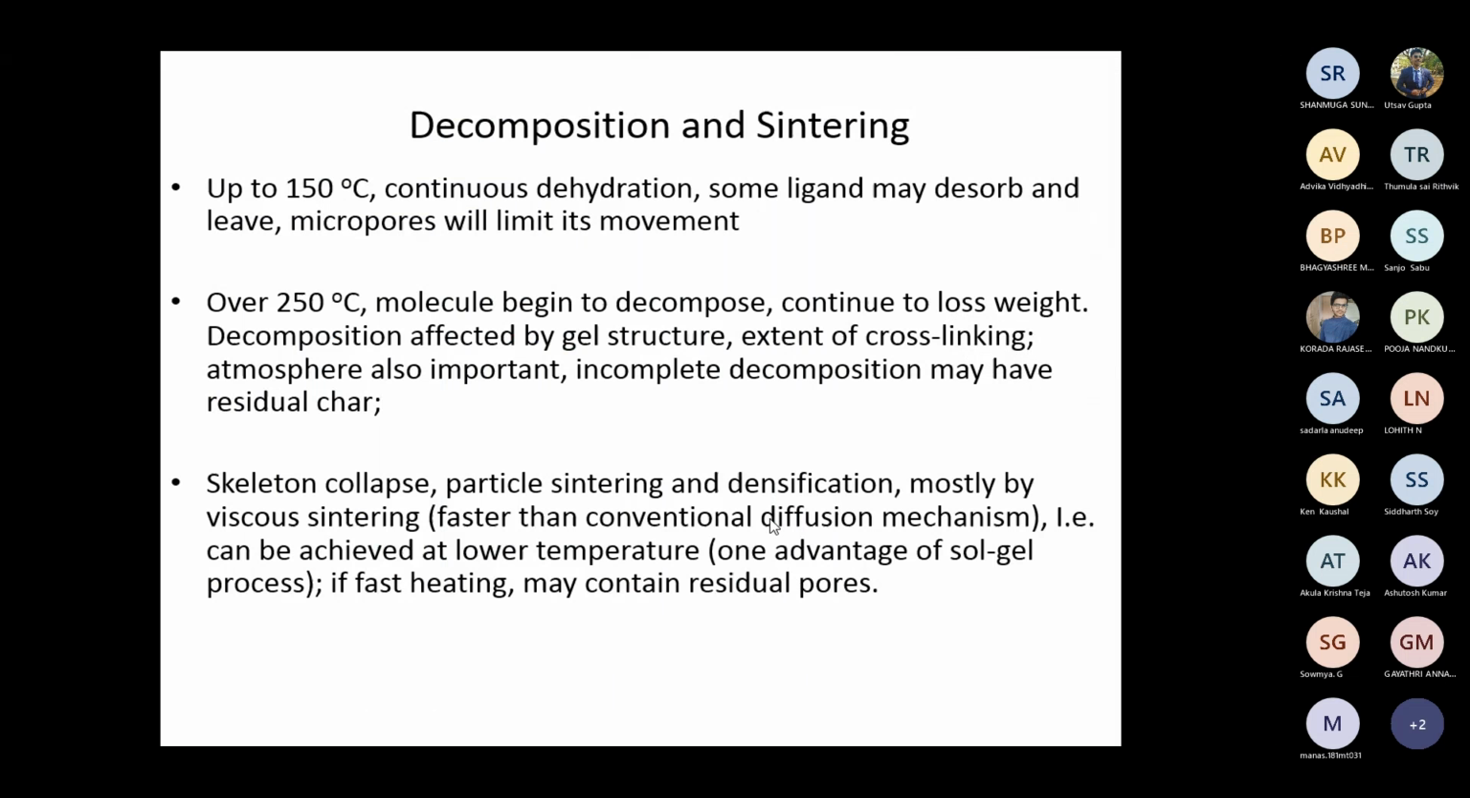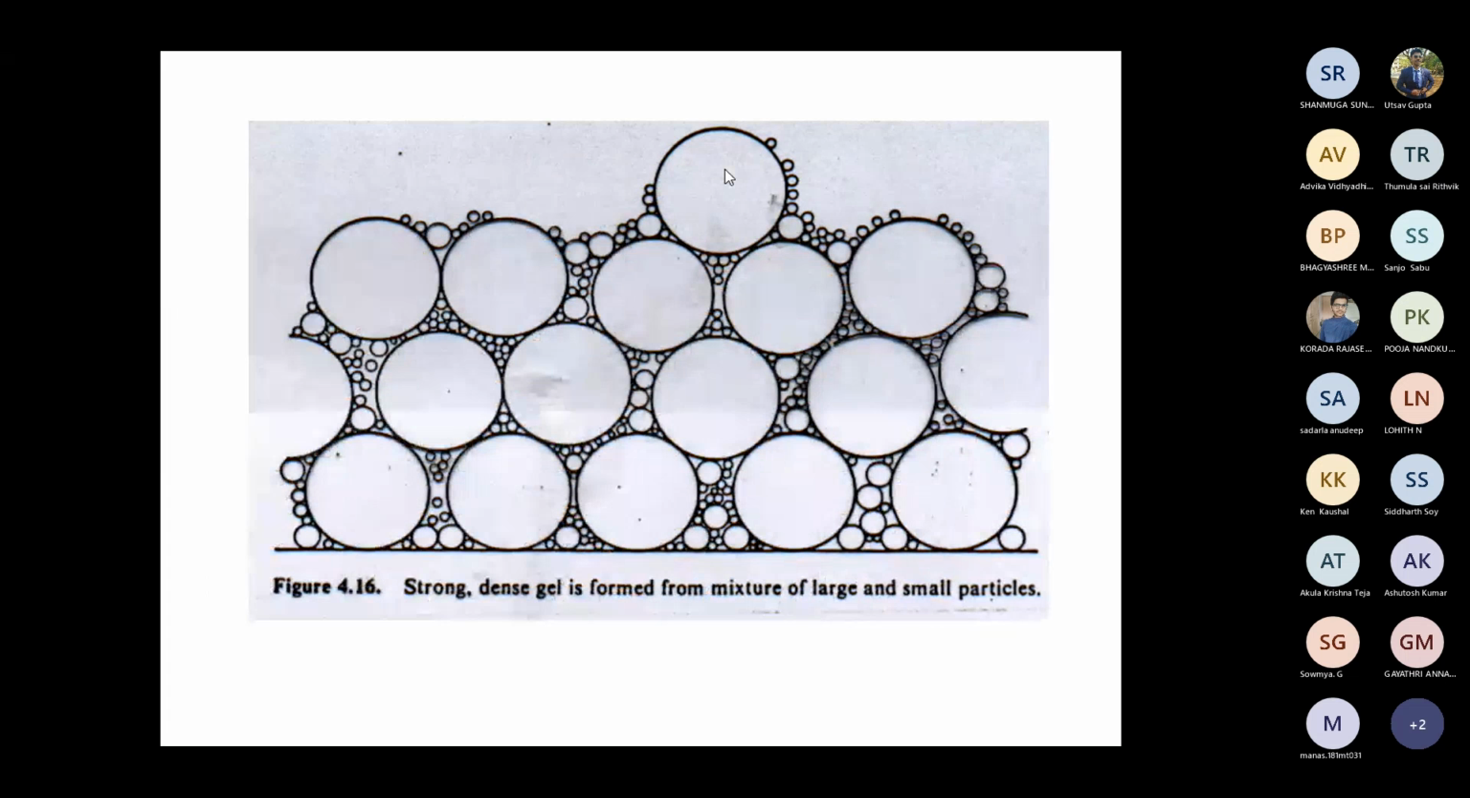Now the decomposition and sintering. Let's say we start with a metal salt, some metal nitrate. In sol form, it will not convert to oxide. It may form some colloidal particles, but that needs to be decomposed to get the oxide. So that's why decomposition and sintering is very important. You can see the picture of the sintering, and after sintering you can get the final product.